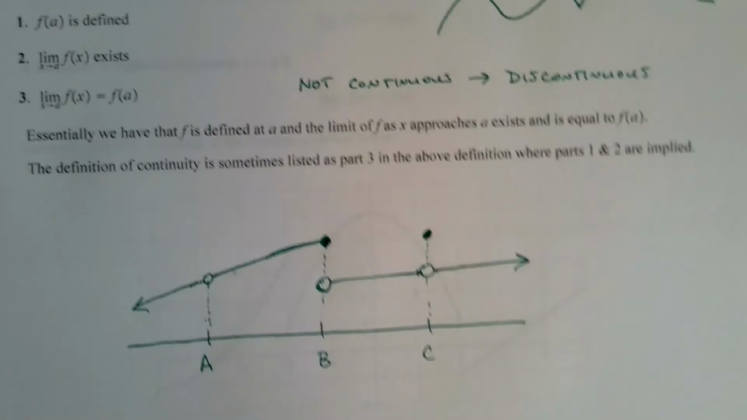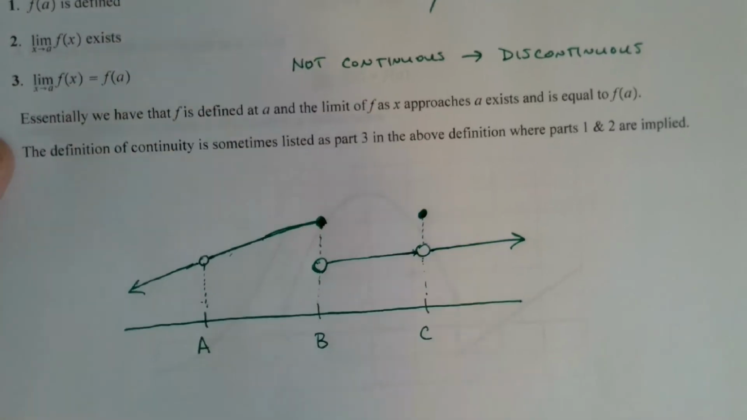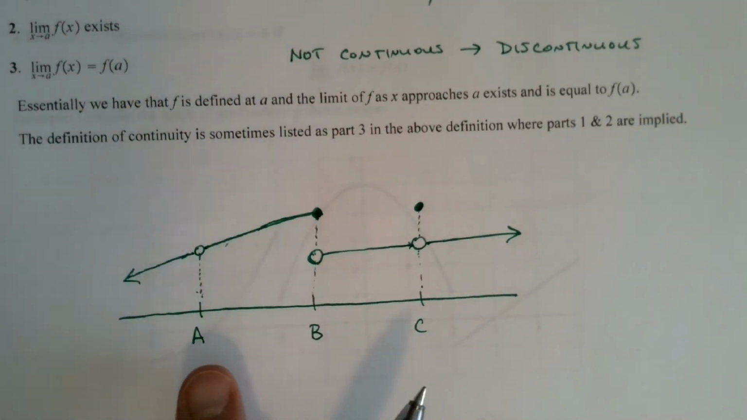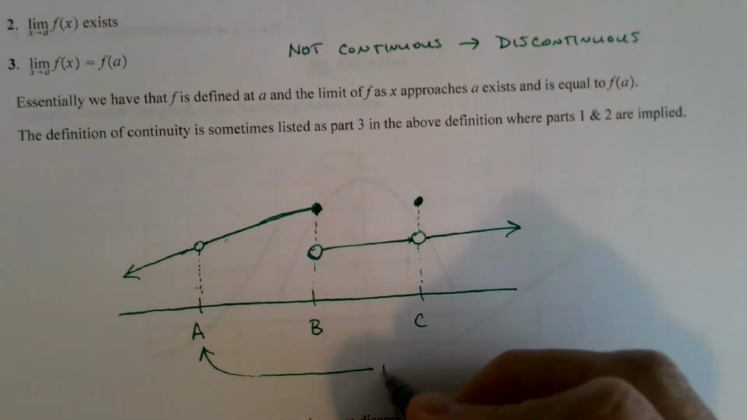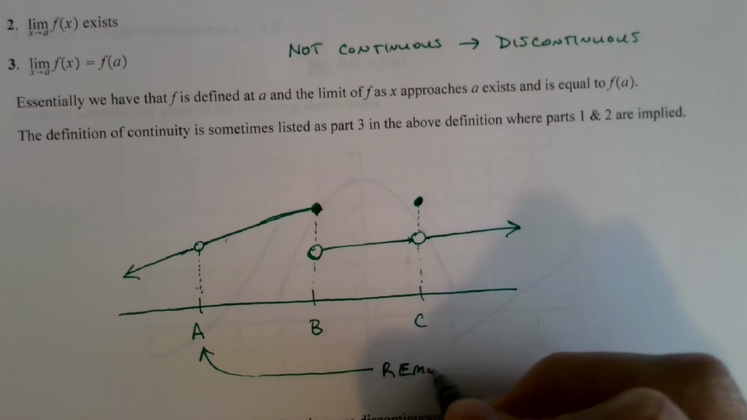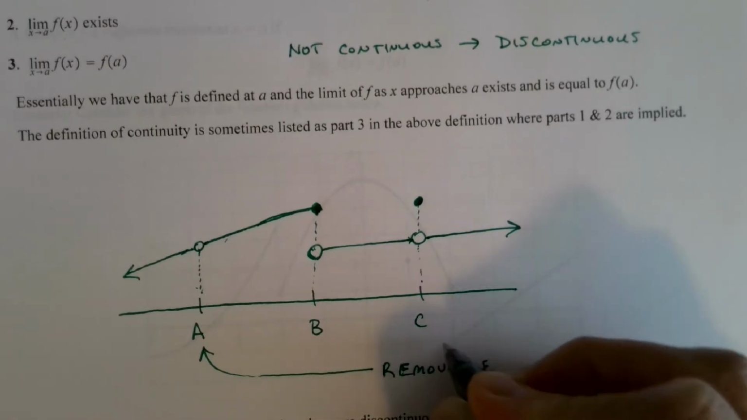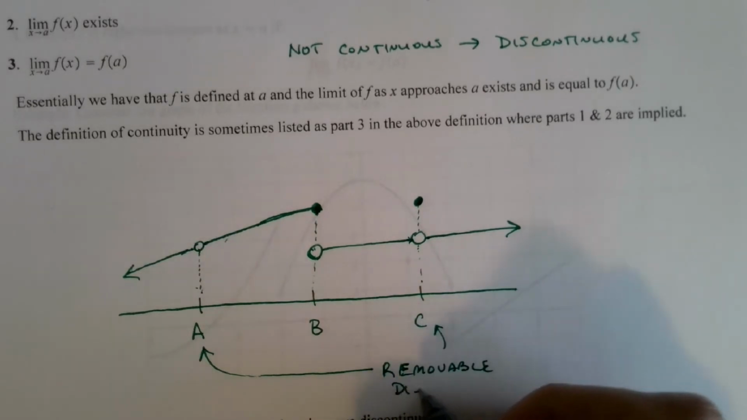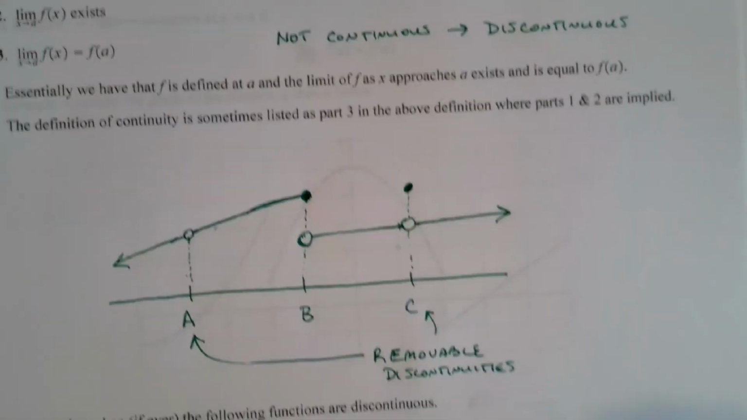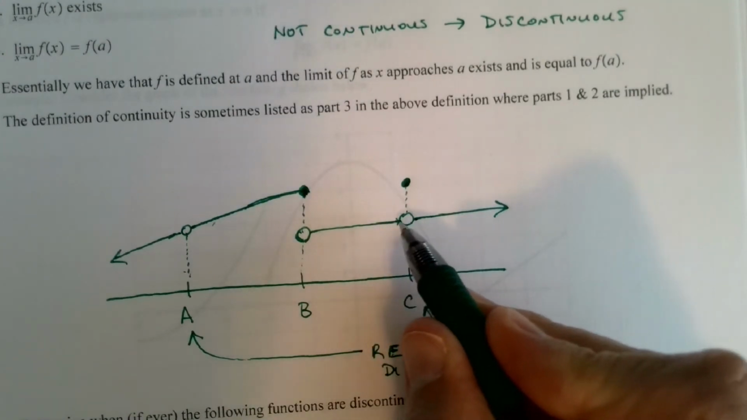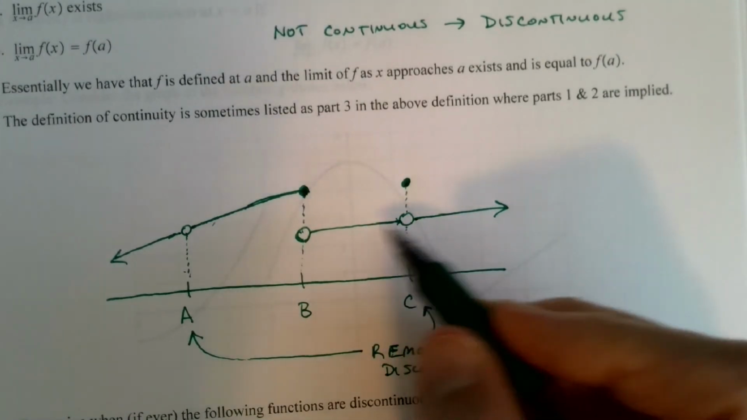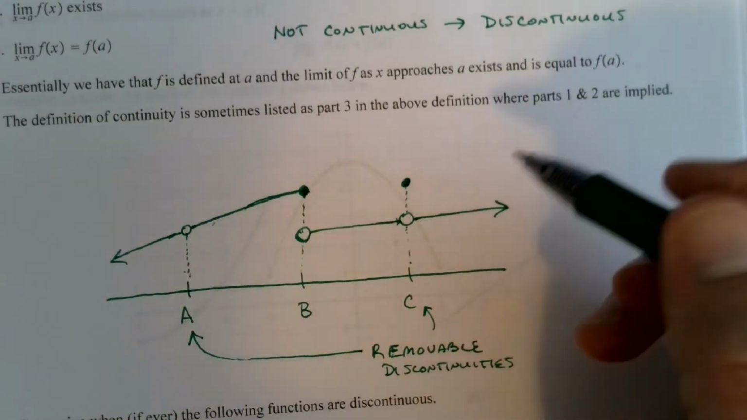Okay. Now, when we talk about discontinuity, we have discontinuities at A, B, and C. We sometimes like to refer to ones that are removable. So at A and at C, we have what we call removable discontinuities. Okay, removable discontinuities. So what's that mean? Well, we've got a problem here, right? We've got a big gap, right? But this one could be corrected by slightly modifying the function.